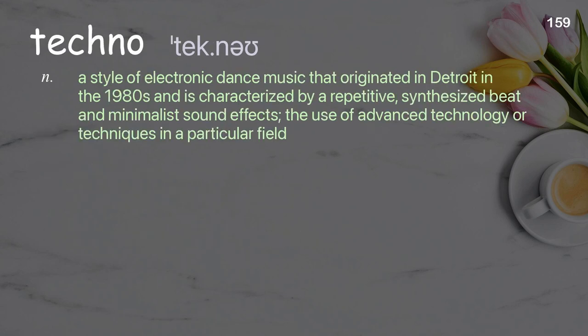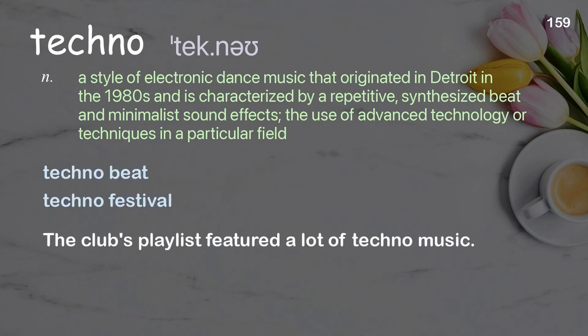Techno. A style of electronic dance music that originated in Detroit in the 1980s and is characterized by a repetitive, synthesized beat and minimalist sound effects, the use of advanced technology or techniques in a particular field. Examples: techno beat, techno festival. The club's playlist featured a lot of techno music.